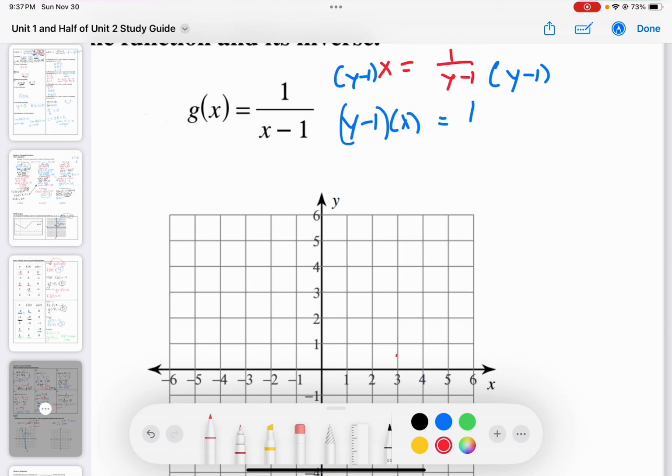I'm going to divide away this x. So we get y minus 1 equals 1 over x. Add 1 to each side. Y is equal to 1 over x plus 1.